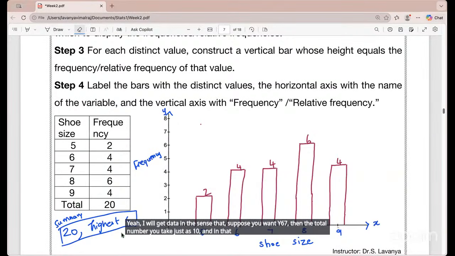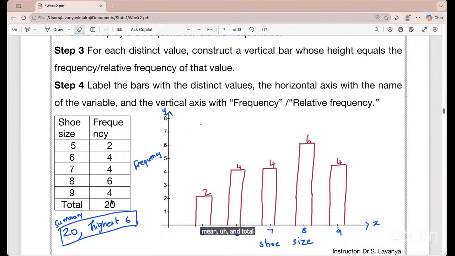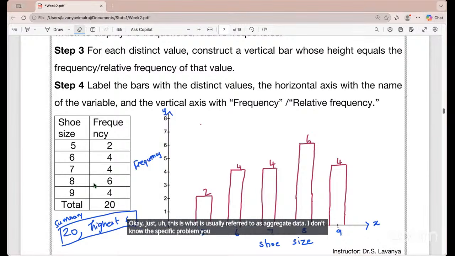And in that, the highest frequency or median or, see, usually some descriptive measures are also given in aggregate data. So the median, mode or something like that is given for categorical data, and for numerical data, mean and total number. So something like this is also given. This is what is usually referred to as aggregate data. I don't know the specific problem you are talking about.